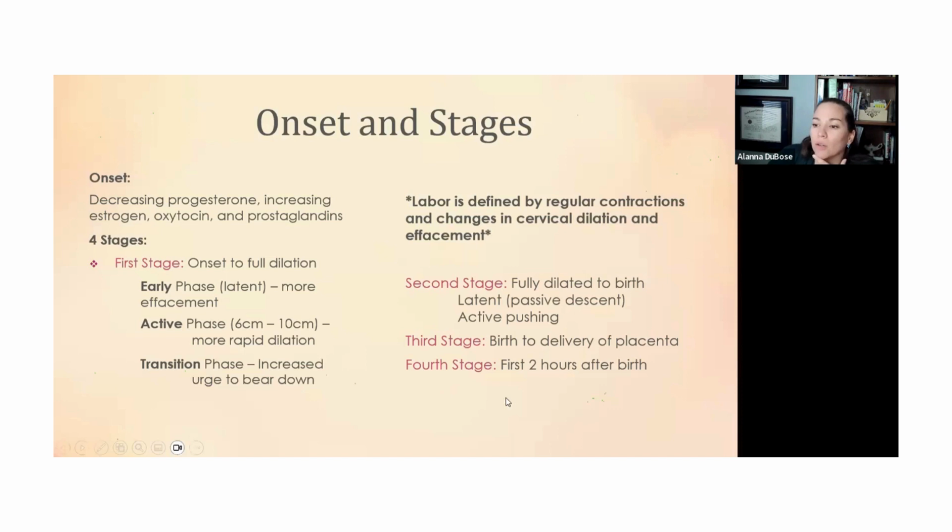Okay. So again, first stage is 0 to 10 centimeters dilated. Second stage, you're already fully dilated and you're looking at the descent of the baby through the pelvis, passive and or active pushing. Okay, second stage pushing. And then third stage is, we mostly think of the placenta, but it includes the moment of birth and through the delivery of the placenta. Okay. And then the fourth stage is just the recovery time, which is 2 hours after birth.